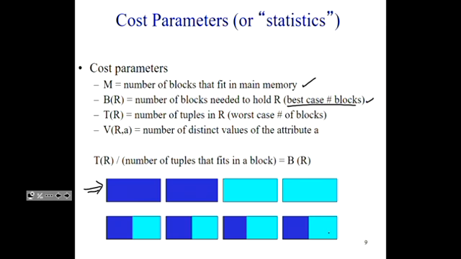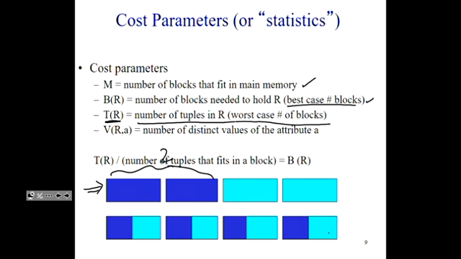If you packed all of the tuples of a relation R tightly, in this case, it looks like it fits into 2. So this is the number of blocks that are required to store R in the best case scenario when you packed everything tightly. T of R, on the other hand, is the number of tuples in R. This is also the worst case number of blocks.